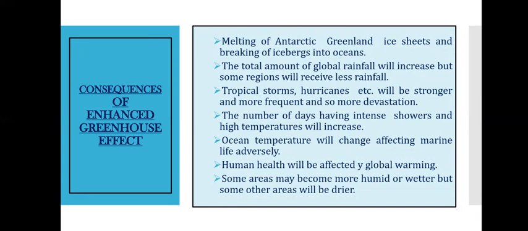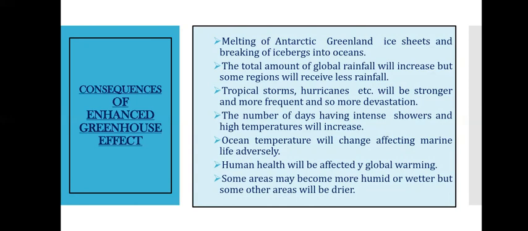The total amount of global rainfall will increase, whereas some regions will receive less rainfall. So in simple words, the amount of rainfall on the global level will be non-uniform. In areas where there is very high rainfall, it will result in flooding. In areas where there is very little rainfall, it results in drought. And both of them are going to be harmful conditions.